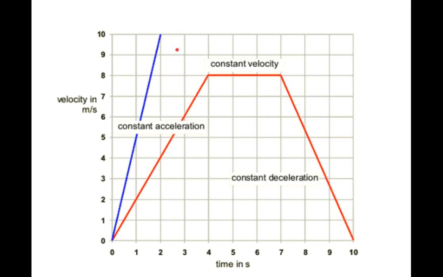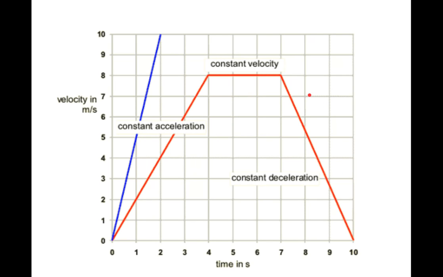If you're looking here, the acceleration is 0. The slope is 0, so the acceleration is 0. For these two, the acceleration is positive because the slope is positive. Over here, the slope is negative, so the acceleration is negative. It's going from this fast to going slower and slower.